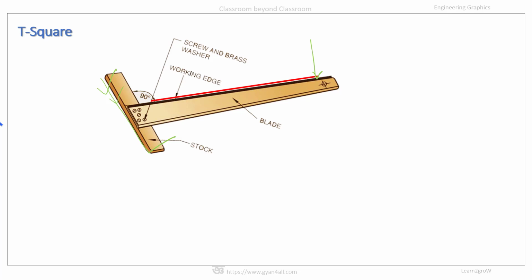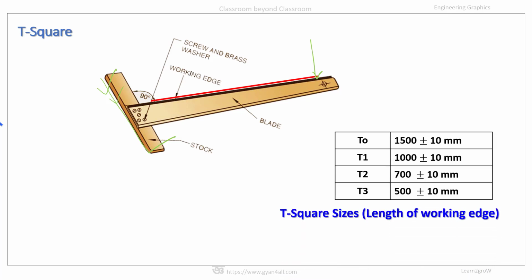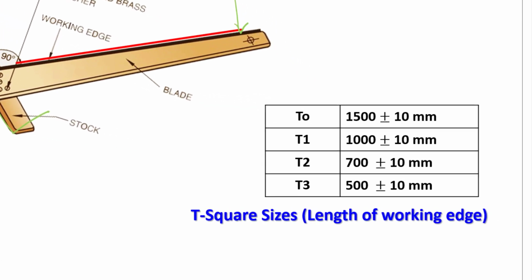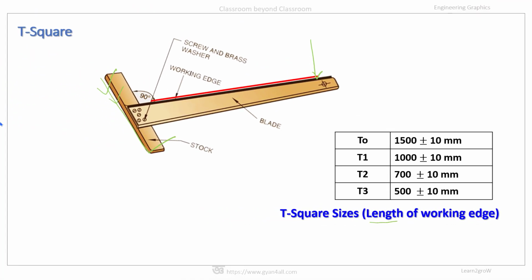And like drawing boards, T-squares also have some standard sizes as per ISI. The sizes of the T-square are given on the basis of the length of the working edge. So these are designated like T0, T1, T2, T3 and so on. So the T0 size T-square means the length of the working edge is 1500 millimeter, and it may be plus minus 10 millimeter also.